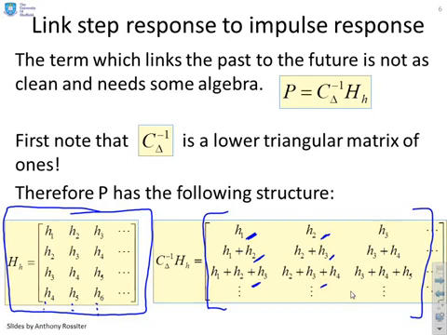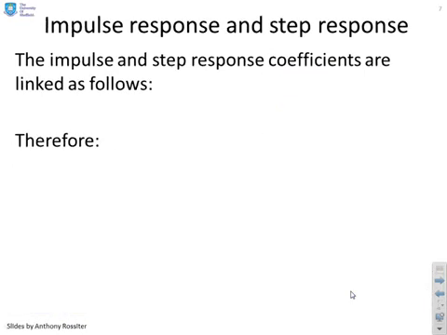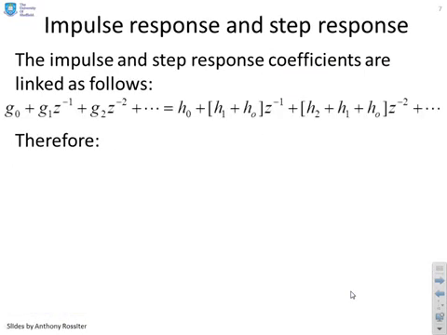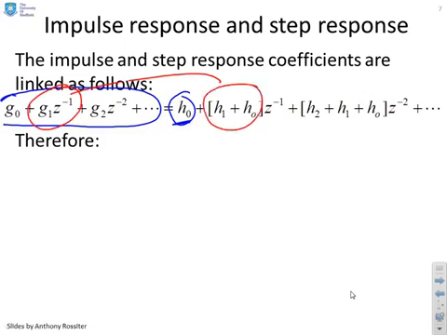But again, still based on the impulse response coefficients. How can I relate this to the step response? Well, as it happens, it's quite straightforward. If you look at the step response coefficients, there they are, G0 plus G1 Z inverse plus G2 Z inverse squared and so on, then what you find is they're related to the impulse coefficients like this. H0 and G0 are the same. What about the next one? G1 is actually H1 plus H0. G2 is actually H2 plus H1 plus H0. So you see there's a very simple relationship between these different coefficients.